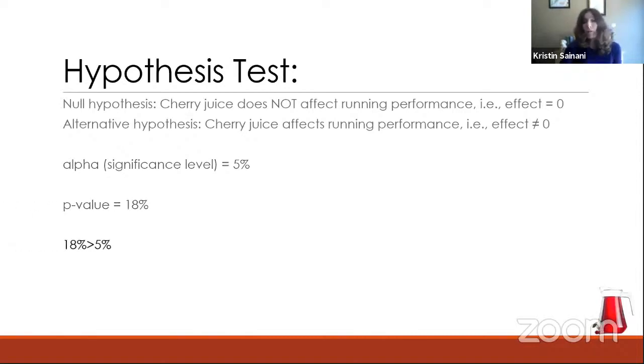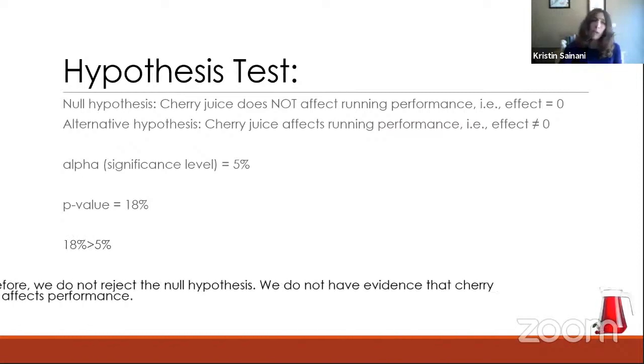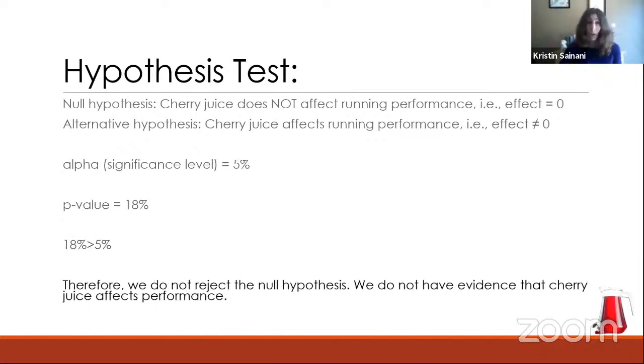Our p-value is much higher than 5%. So what does that mean? Well, that means we're not going to reject the null hypothesis. We are not convinced that our data are incompatible with the null hypothesis. We don't have evidence that cherry juice affects performance. That's not a very satisfying result because all we're saying is we don't have evidence that cherry juice affects performance. We're not going to conclude anything about whether the null hypothesis is true or false. We're just going to say we don't have evidence that cherry juice affects performance. But that's all we can get out of these results.